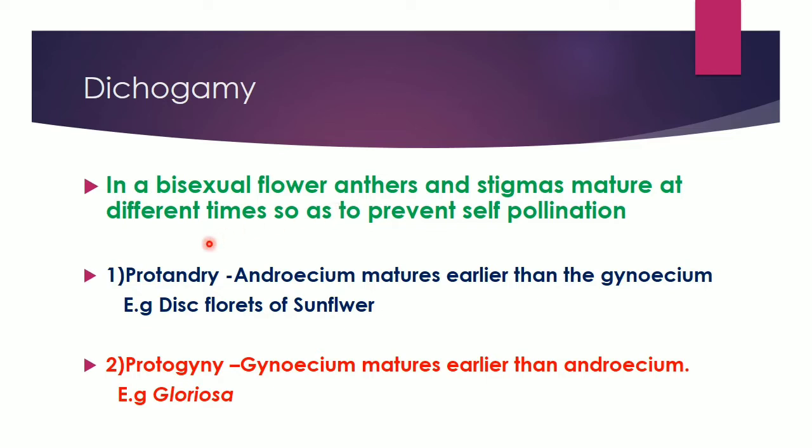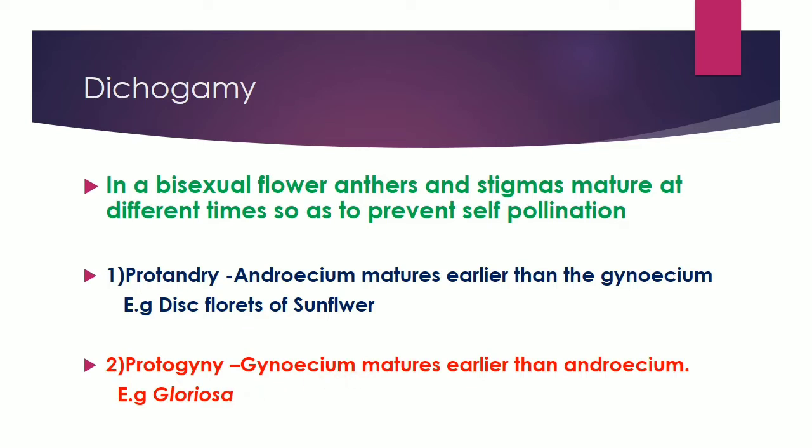There are two types. The first one is protandry. The term itself explains it: androecium matures earlier than gynoecium. Example, sunflower. The disc florets of sunflower, the ones you can see in the center, are an example for this; there the androecium matures first. The second category is protogyny. Again the term explains what it is: gynoecium matures earlier than androecium. Gloriosa is an example.